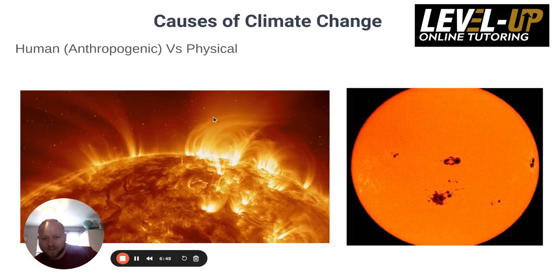We also have solar activity. The sun is extremely powerful. It's a 3,000 degree burning ball of hydrogen and helium. It releases solar flares now and again, which can actually cause intense energy and heat up our planet. And we also have sunspots, which are just cooler patches on the sun, and they can cool down our climate as well. So again, previous ice ages have coincided with high sunspot activity.